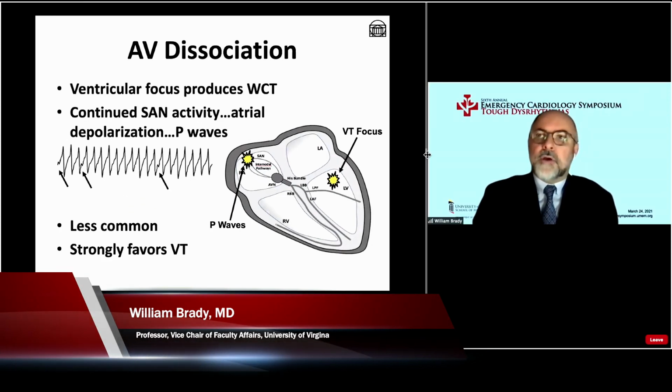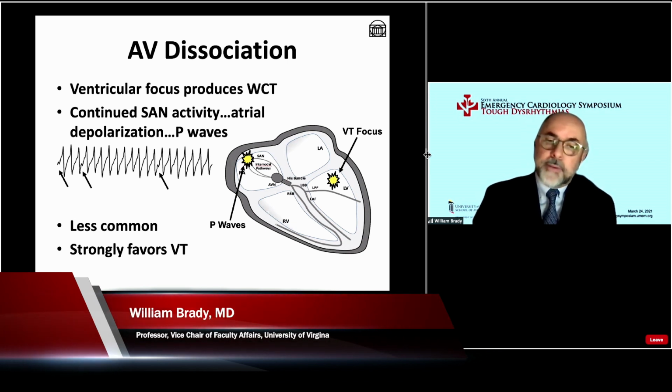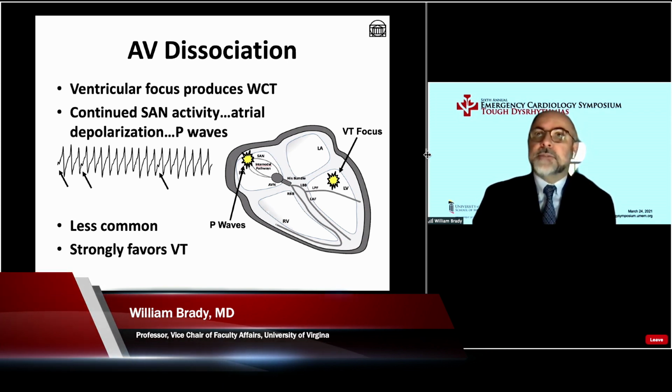Now, here we're going to talk about several different findings that are actually quite useful. One of them is AV dissociation. Remember, when a patient goes into ventricular tachycardia, that doesn't mean the SA node shuts down and stops working. In fact, the SA node frequently continues to depolarize, producing atrial depolarization and a P wave. On occasion, you will see these P waves appearing in the otherwise wide, rapid, regular, complex rhythm. That indicates AV dissociation, and when you see it, it strongly favors a diagnosis of ventricular tachycardia.